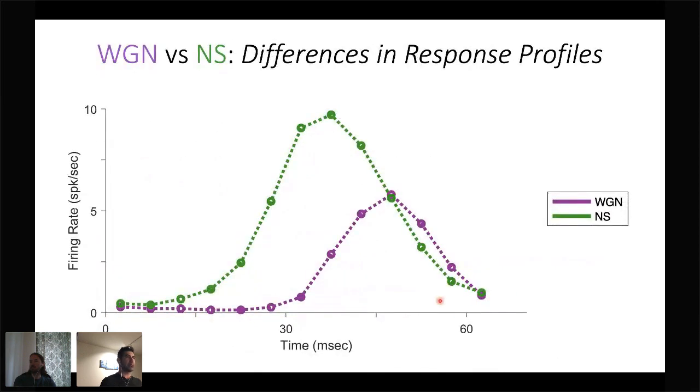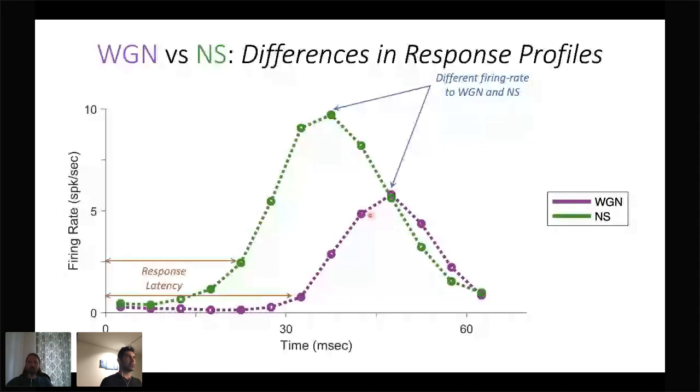This is an example of the way that a V1 cell responded to these stimulus types. What I'm showing here is the post-stimulus time histogram of the responses of this cell to natural scenes in green and to white Gaussian noise in magenta. We can see there are pronounced differences in terms of firing rate and response latencies between these two response patterns. This cell responds with a higher firing rate and shorter latency to natural scenes than to white Gaussian noise.